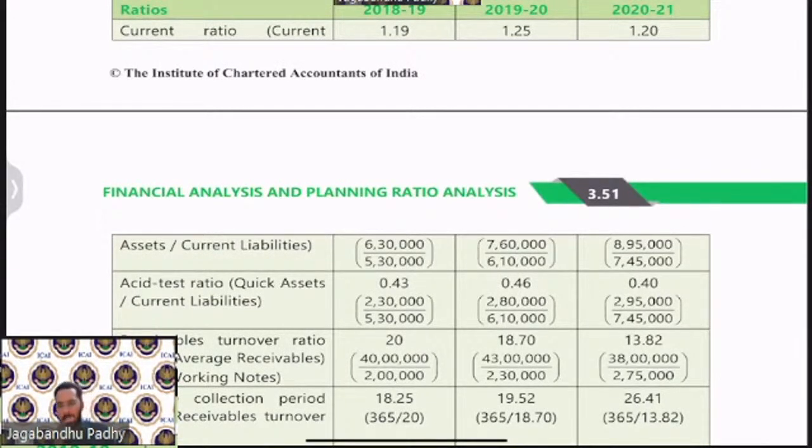So the ideal acid test ratio, I have stated, should be 1. The current ratio is anyway okay, it's not 2, that's fine. So I just drill down into the next step and I found that the acid test ratio is 0.4, 0.43. And there's a gradual decline in it. It means the company is short of quick assets.